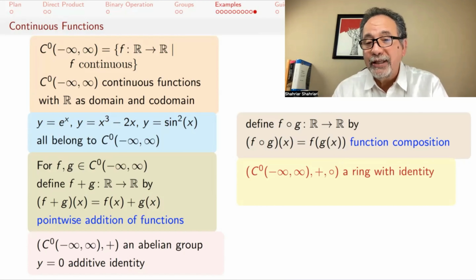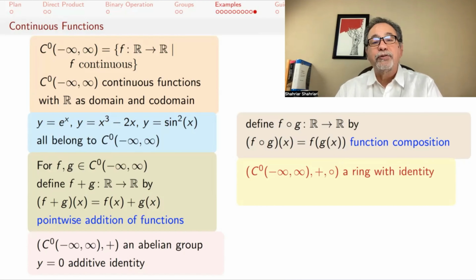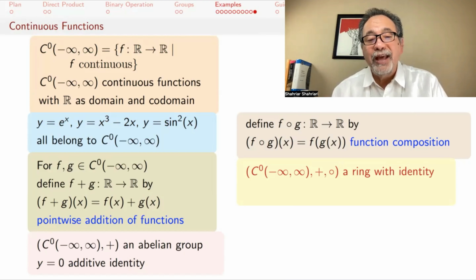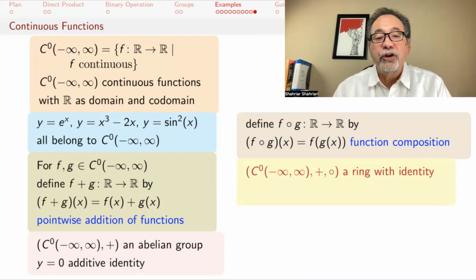If we take these continuous functions from R to R and use these two operations, plus and composition, we get a ring with identity. Not a commutative ring with identity, because function composition is not commutative. F of g of x is not the same as g of f of x.